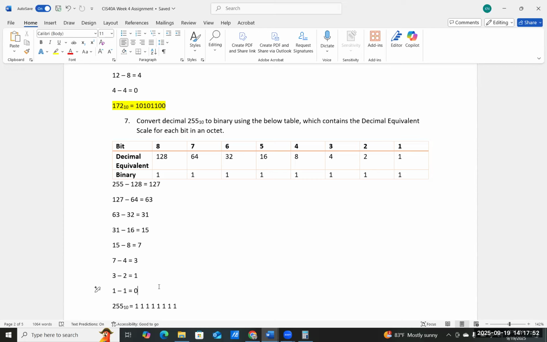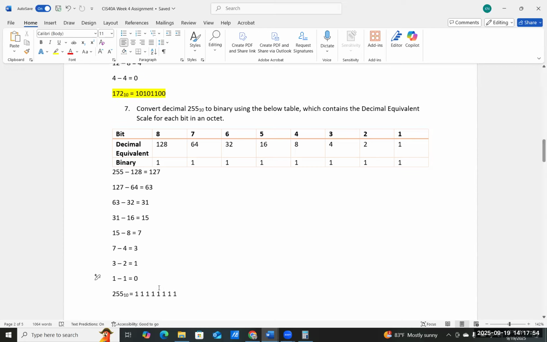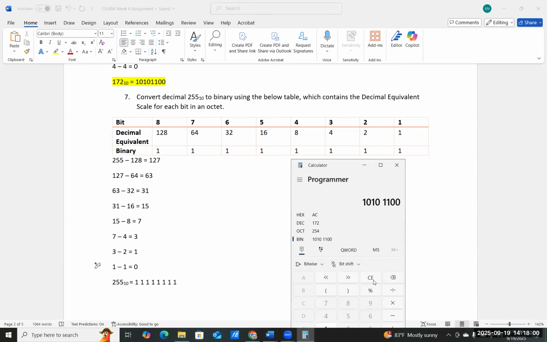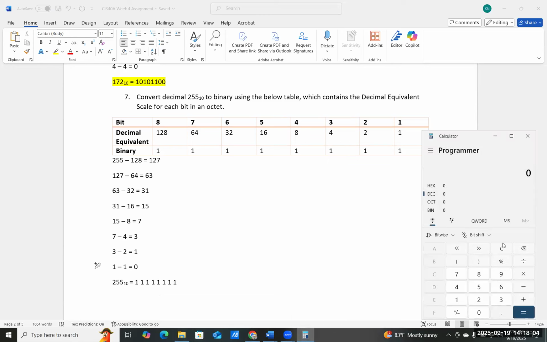And let's check with your calculator. If you want to go back to your calculator here, I can clear this. I select decimal and I can type in 255 decimal value, and my binary is all ones. So I did it correctly. Pretty easy.